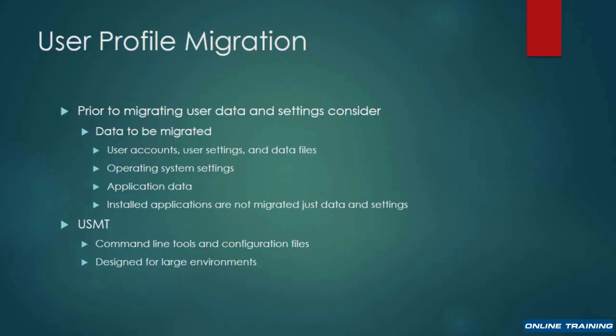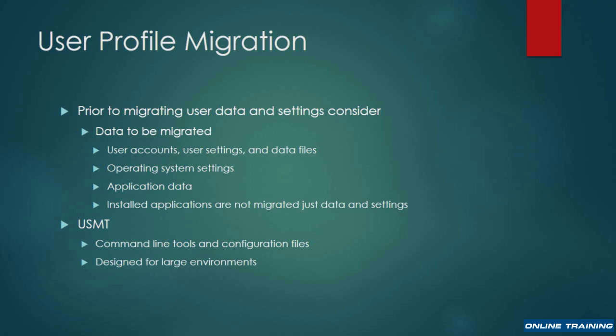Now, prior to migrating user data and settings, we want to consider what exactly we want to migrate. It can include user accounts, user settings, and data files, operating system settings, application data. Now, installed applications are not migrated, just the data and settings. So the applications will need to be reinstalled on the destination computer or installed for the first time before you import all of the settings. The problem is if you try to import all the settings, the settings include registry settings, and if the registry locations aren't even there because the program isn't installed, then that part of it would not work.